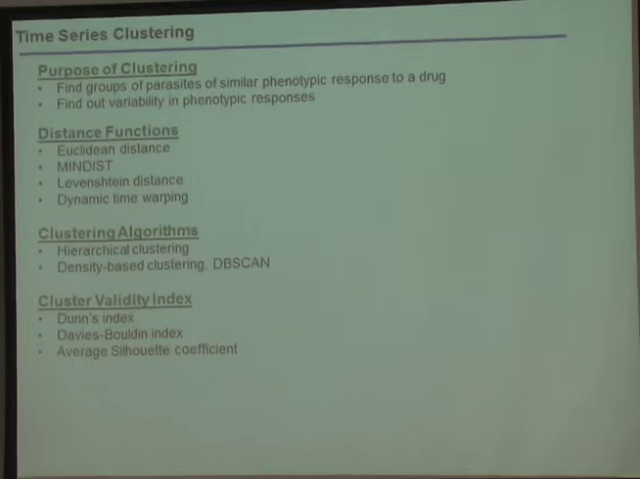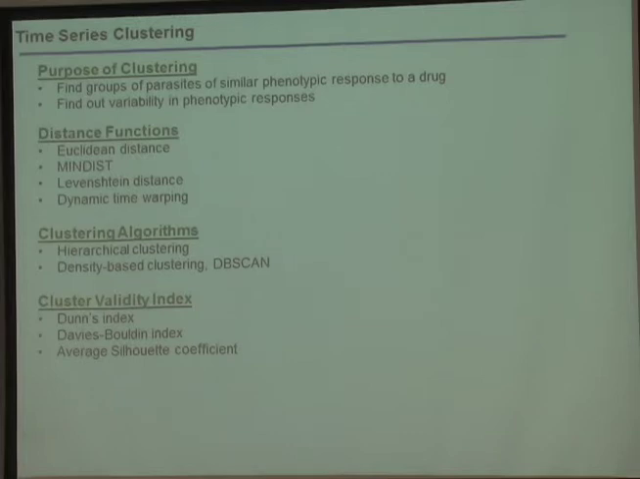There are a lot of different ways you can define distances. You can have the Euclidean distance, which is a classical distance. You can have this MINDIST, which is a table-based distance that comes from the time series analysis community. You can have something called the Levenshtein distance. Does anyone know what the Levenshtein distance is, by the way? Has anyone heard of it? It is related to something you guys in electrical engineering do all the time, or at least in coding.